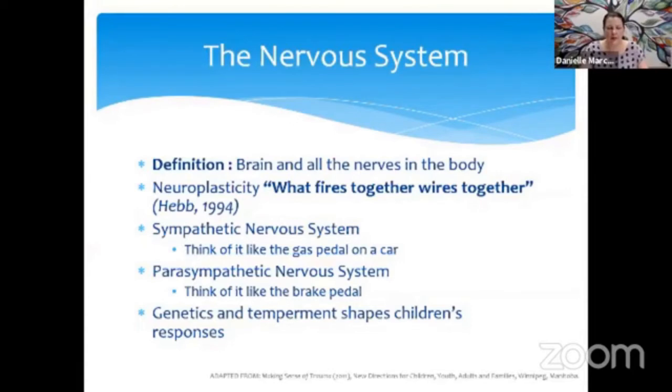Now, when a child experiences trauma, it distorts the way the nervous system reacts. Sometimes it'll be the gas pedal when there is no danger, or it can be the brakes at other times.